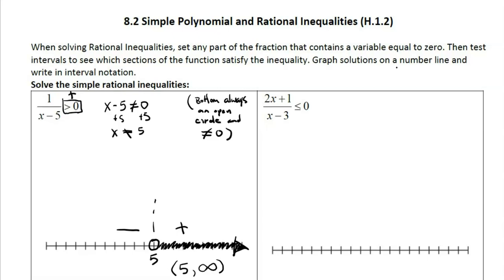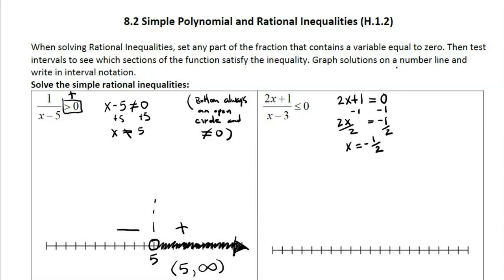On the next example, we've got 2x plus 1 over x minus 3, and this is less than or equal to 0. So if we take 2x plus 1, we set this equal to 0. Subtract 1 from both sides. We get 2x is equal to negative 1, and then divide both sides by 2, then x is equal to negative 1/2.